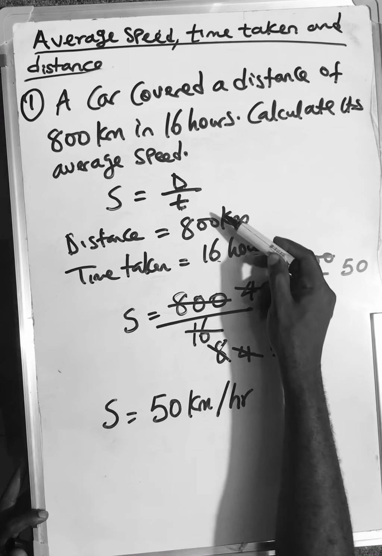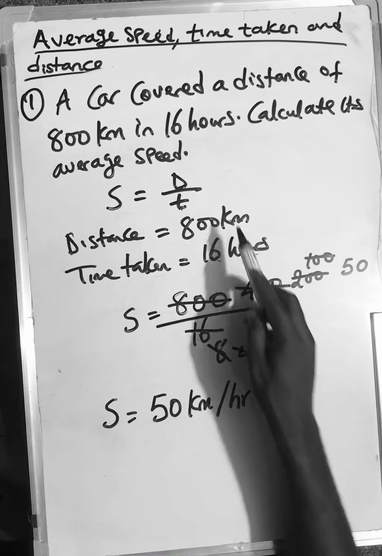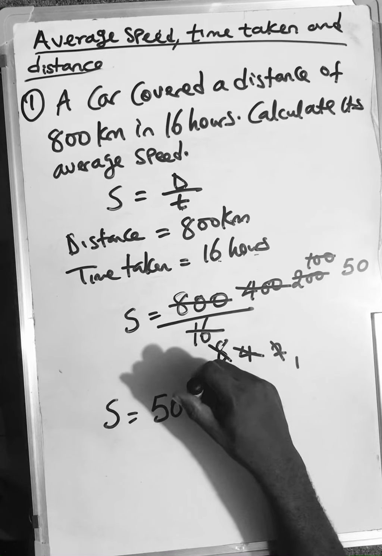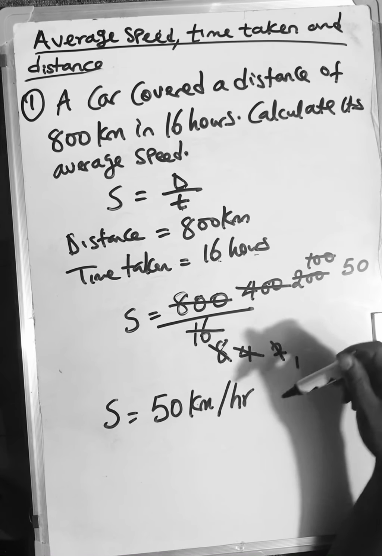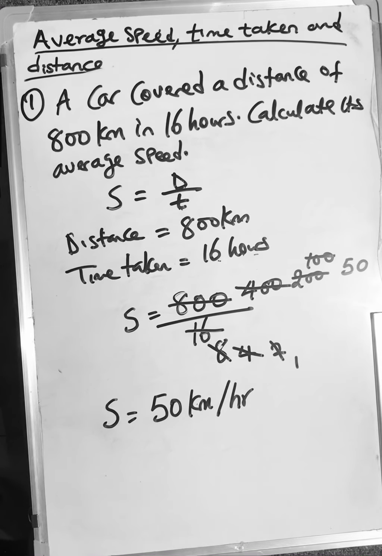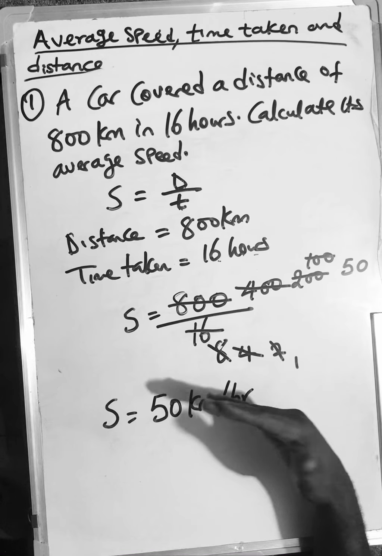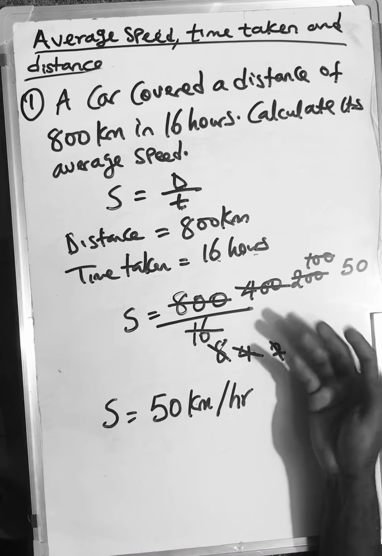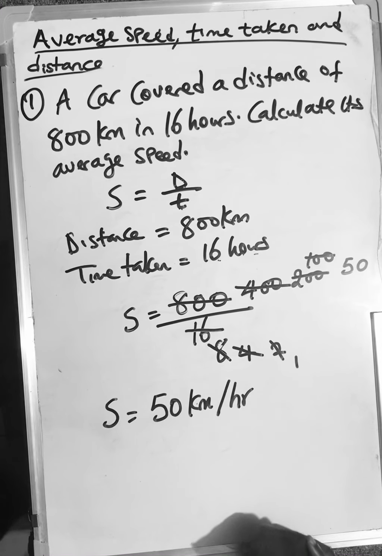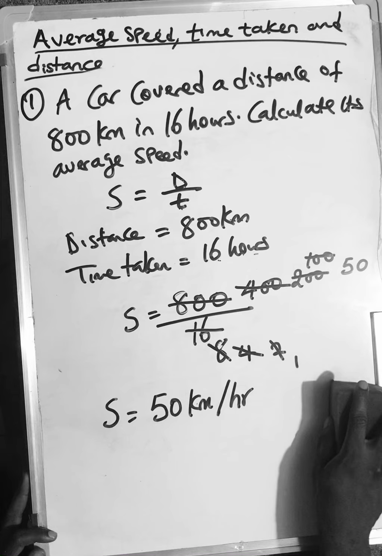I'm making use of kilometers per hour. If I was given the unit in meters and here in seconds, the unit would be meters per second. That is 50 meters per second. So that's how you know when to put kilometers per hour or meters per second. Now we'll move to the second question, of which I have to clean the board once more.